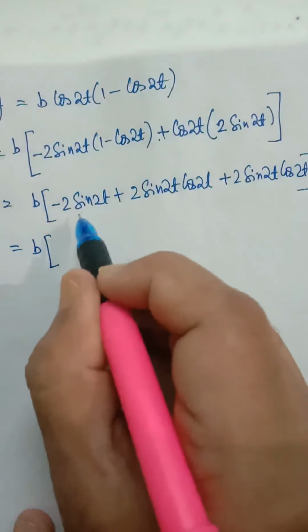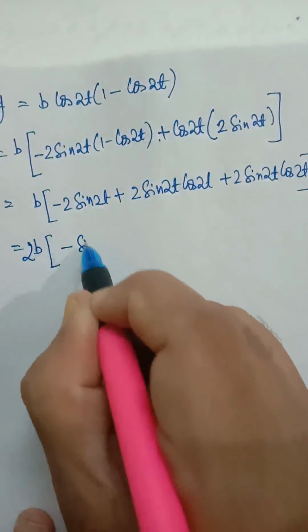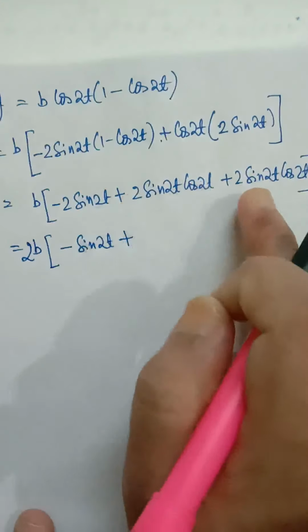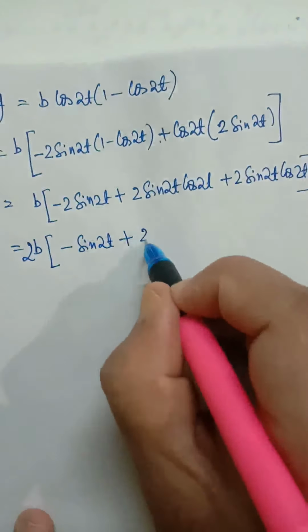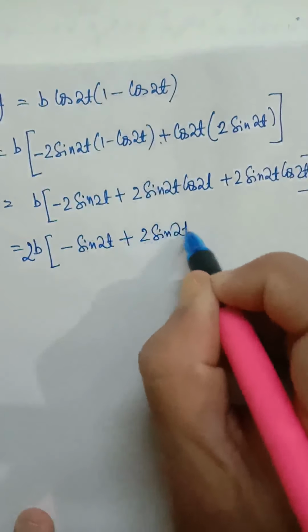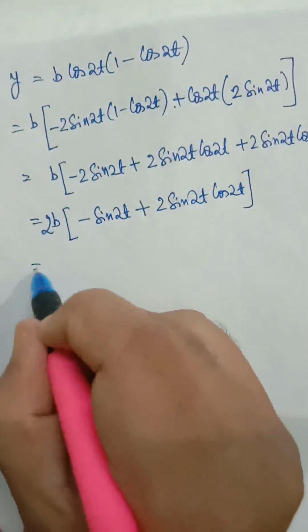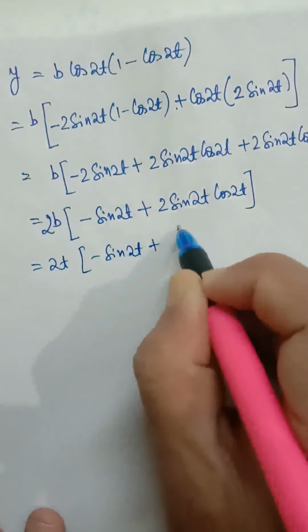We can take 2 common, this will become minus sin 2t. Now I have taken 2 common, this will become sin 2t cos 2t plus sin 2t cos 2t. This is 2 sin 2t cos 2t. 2 sin theta cos theta is sin 2 theta. So this will be sin of 4t.